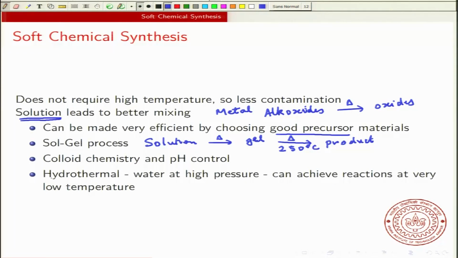There is another variant of this called a hydrothermal method, where you use water at very high pressures, and this can achieve reactions at very low temperatures. For example, the same spinel can be prepared at 170 degrees centigrade using a hydrothermal method, where basically you use water at very high pressures to make the reaction faster.